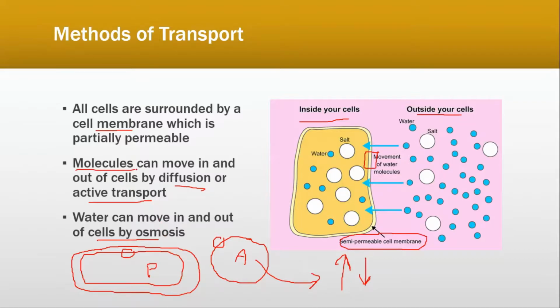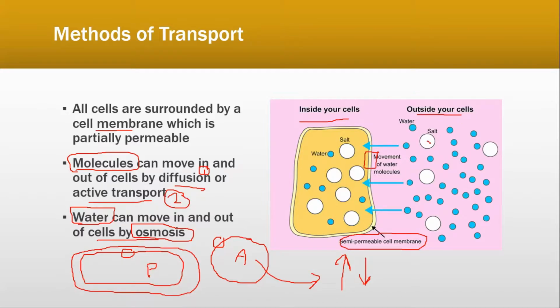When we talk about molecules, they move by two processes. The first one is diffusion and the second one is active transport. But when we talk about water, it moves by one process which is known as osmosis. So whenever you are asked what the movement processes are for molecules to move into and out of the cell, they are diffusion and active transport, whereas for water, we have osmosis.